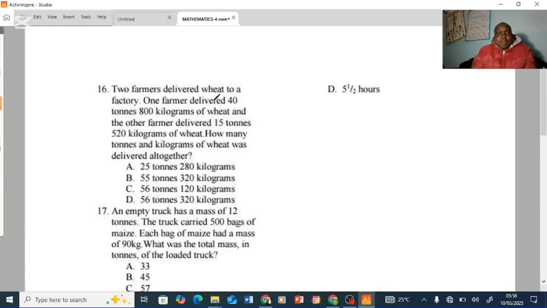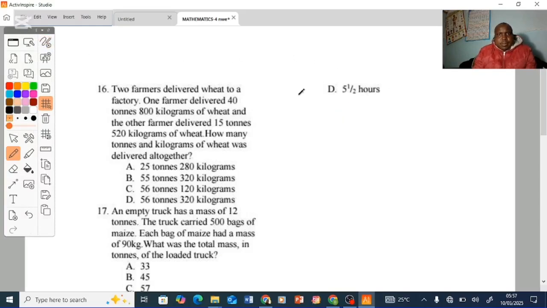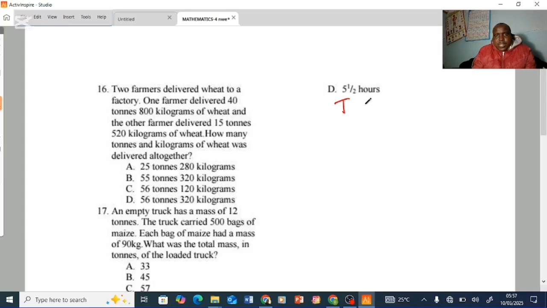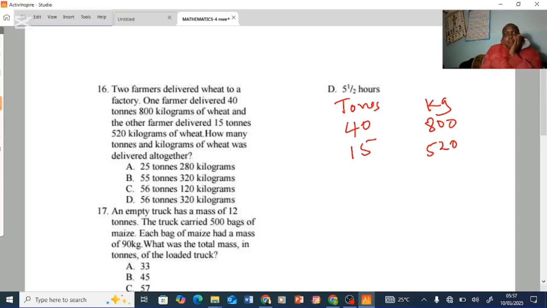Two farmers delivered wheat, and in fact only one farmer delivered 40 tons. So you can say tons, kilograms. So this one delivered 40 tons, 800 kilograms. Another farmer delivered 15 tons, 520 kilograms. How many tons and kilograms of wheat was delivered altogether?